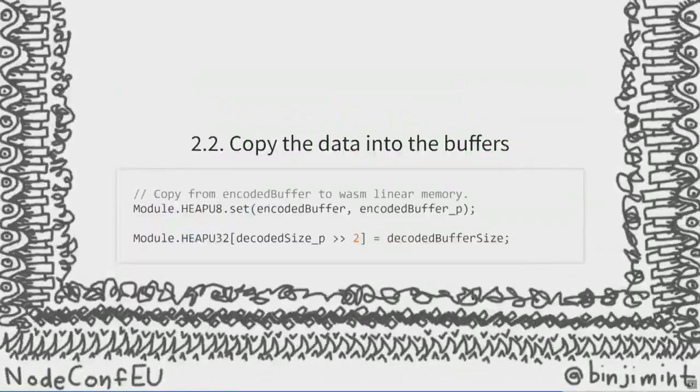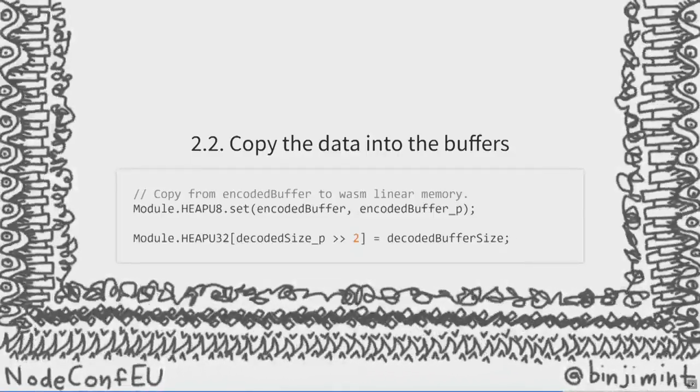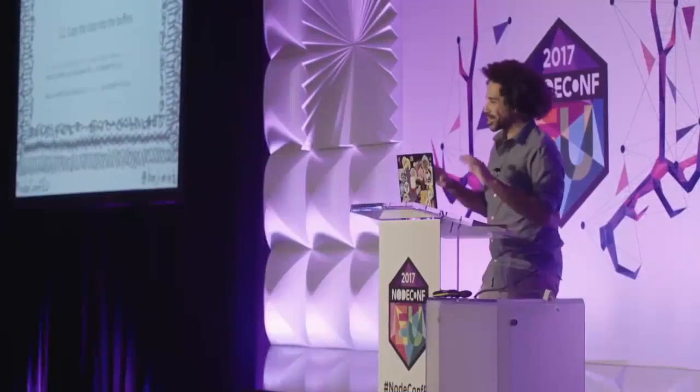So then I'm copying the data into the buffers. This is just standard JavaScript stuff here. There's a little bit of magic. You can see the module heap U8. That's something that's exposed by the wrapper code. It's basically the accessor into the linear memory. And what I'm doing is taking the encoded buffer, which is the node buffer, and I'm just copying the data directly into memory. The only other trick here is that I have to write the size in, and that's what that second part is doing. There's actually simpler ways to do that, but I'm trying to keep it as no magic. This is literally what's happening under the hood.